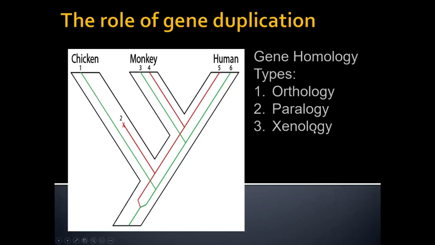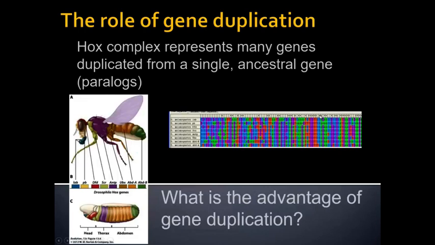Now, xenology, the root word for this is alien or different species, so it comes from an alien species. And xenology is an important force in the evolution of prokaryotes, but not really in eukaryotes. It's actually more important than we thought, but still not a really major function. So just know all three of these, but especially orthology and paralogy, and that paralogy results from these gene duplication events.